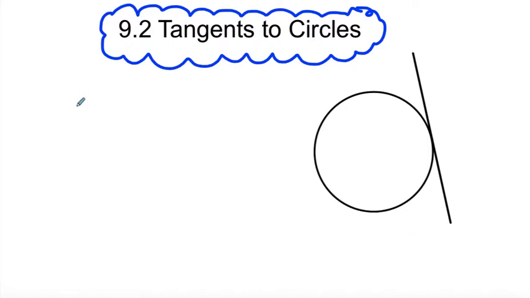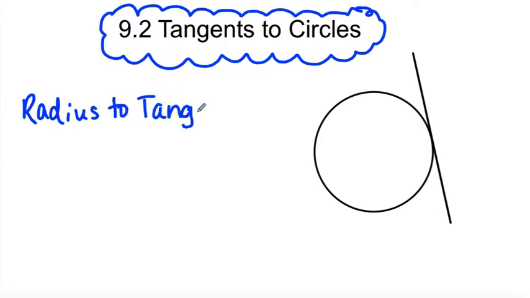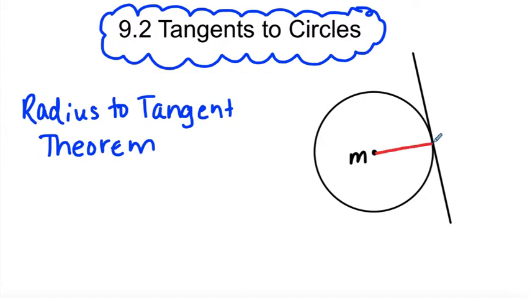And there's a really interesting theorem that we're going to talk about called the radius to tangent theorem. Now, we are going to prove it, and we're going to talk about that a little bit now. The radius to tangent theorem says that if you have a circle, so I have a dot in the middle and I call this circle M, and I draw a radius to that tangent and it meets at the point of tangency, it actually is perpendicular, creates a 90-degree angle.